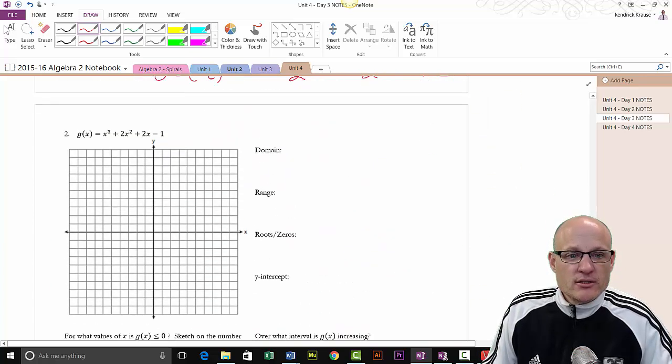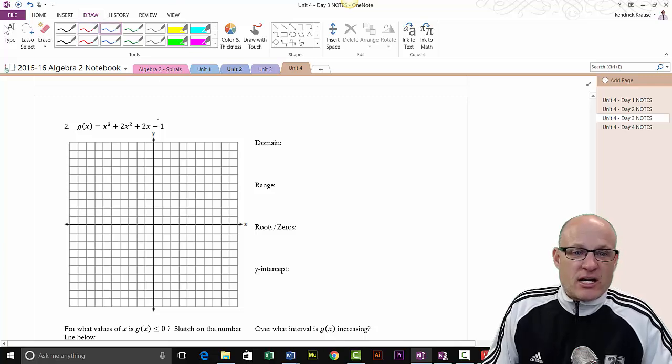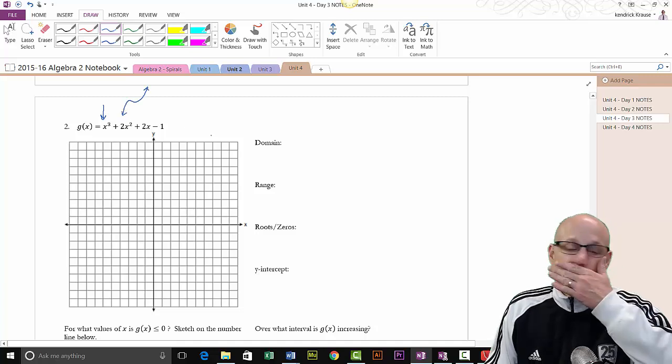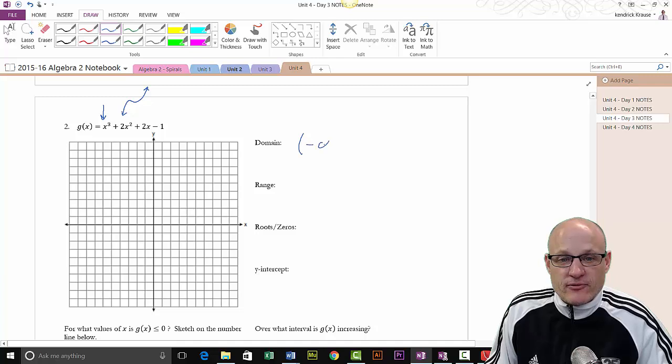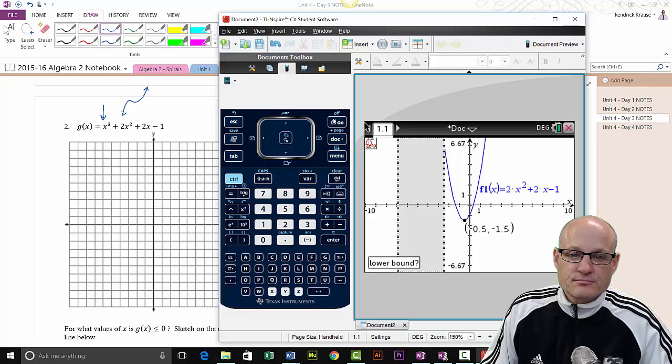Tired of red. Now we got a cubic, so we know it's going to go... Now, based on our conversation yesterday, it's a positive cubic, so I know it's going to do something like this, right? All right, the domain is going to be -infinity to infinity. The range will be -infinity to infinity. We got to find roots and zeros, so we're going to need our calculator. So let's get into the calculator.